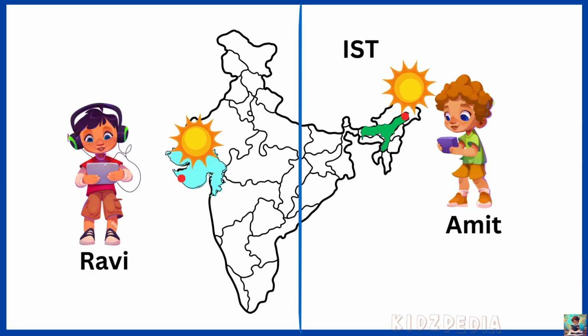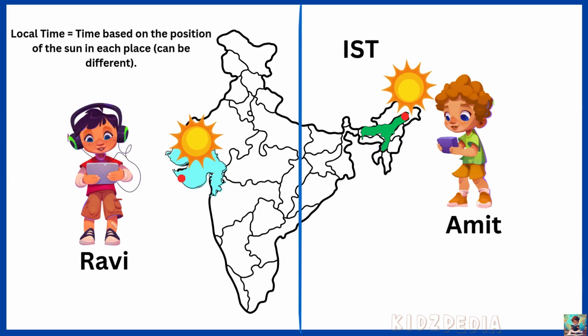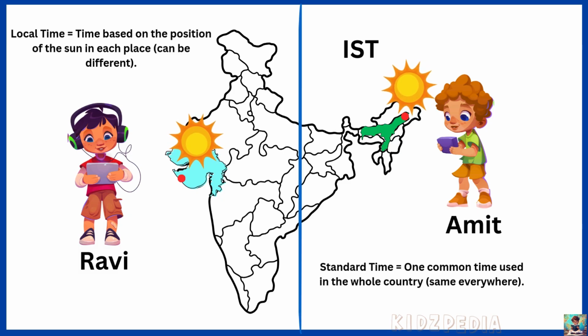In short, we can say local time is the time based on the position of the sun in each place, which can be different. And standard time is one common time used in the whole country, that is same everywhere. If you use local time, the sun rises in Assam around 5 a.m. and the sun rises in Gujarat around 6:30 a.m. But by IST, both places use the same clock time, even though the sun behaves differently in both places.